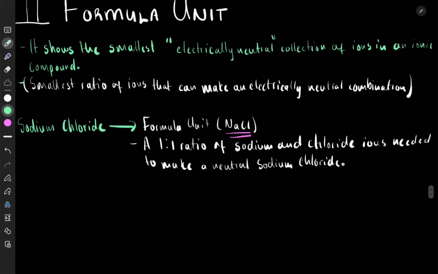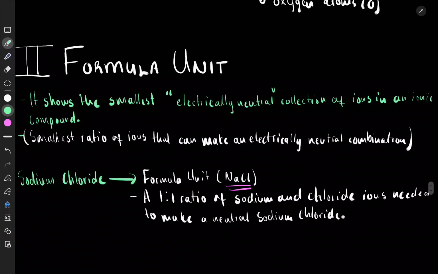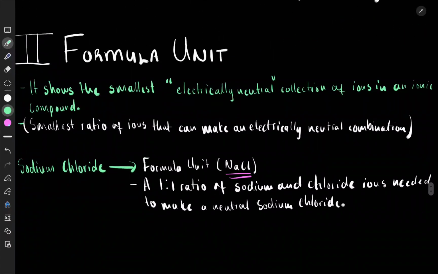Okay? Now, what about this second one called the formula unit? This is another key word which you're going to meet. What is the formula unit? It is a chemical formula, yes, but now it is no longer for a molecular compound. It is now for an ionic compound.